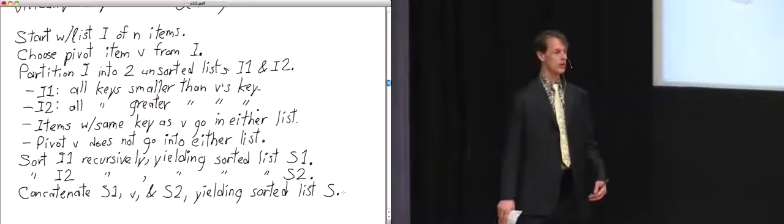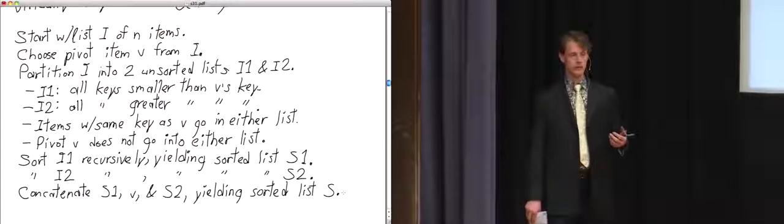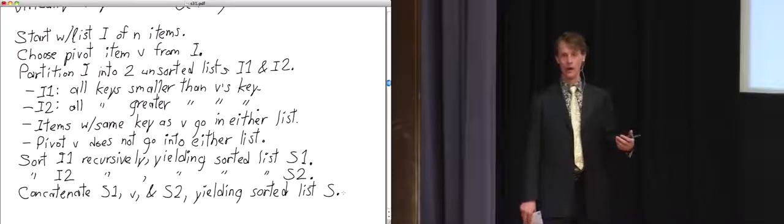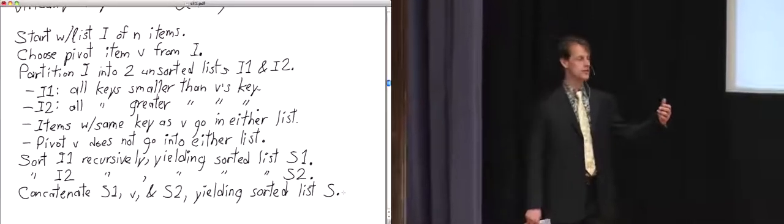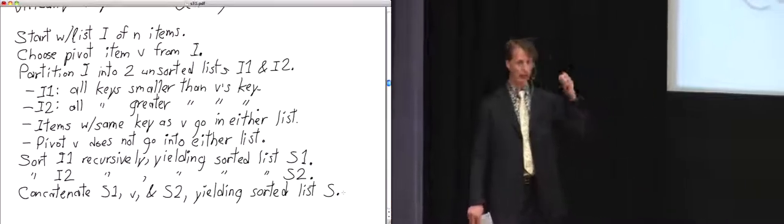The recursion will bottom out when we reach a list of size 0 or 1. That's where we stop. Any list of size 0 or 1 is sorted, so we just return it back up the recursion.